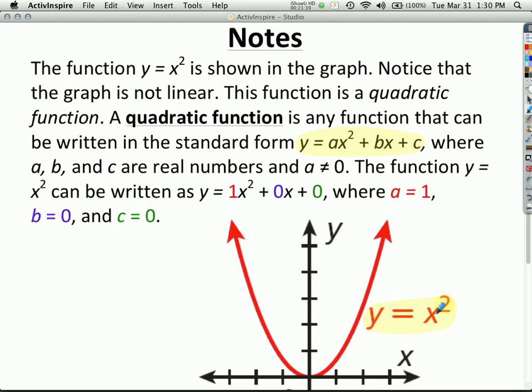So this could be rewritten as y equals 1x squared plus 0x plus 0, and so it is in standard form. A is 1, b is 0, c is 0. And that is a quadratic function. You can also see that the graph is very particular. It forms a U. And we're going to talk more about that in a little while. So I want to pause here and allow you a moment to explore.